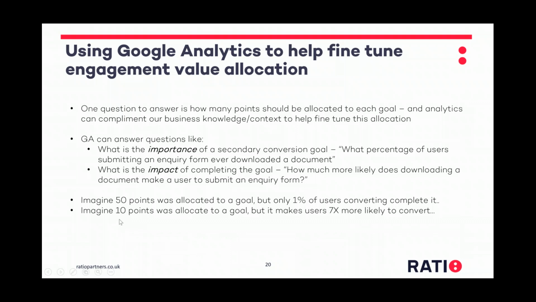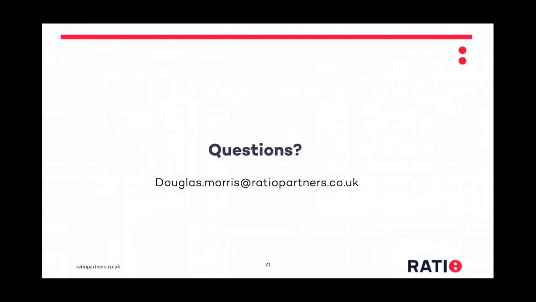Or conversely, imagine you gave a goal 10 points, but then when you looked at their likelihood to convert, it actually made them like 7 times more likely than the rest of the website audience. In that instance, you would say, well, that interaction is probably a pretty important one, so maybe 10 points needs to be a bit higher.